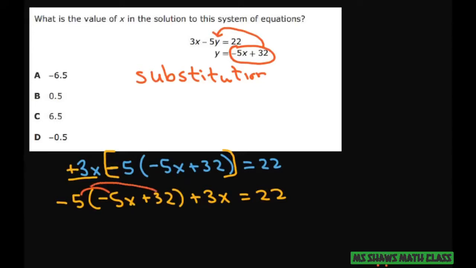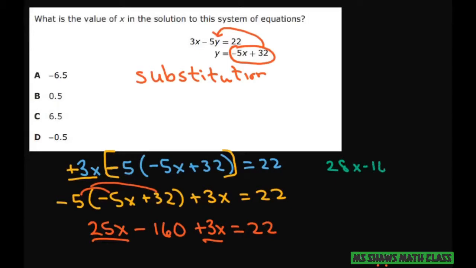So now let's distribute. That's 25x minus 5 times 32. And 5 times 32 is going to be 160. So you write minus 160 plus 3x equals 22. Let's combine those two. And you get 28x minus 160 equals 22. Add 160 to both sides of the equation.